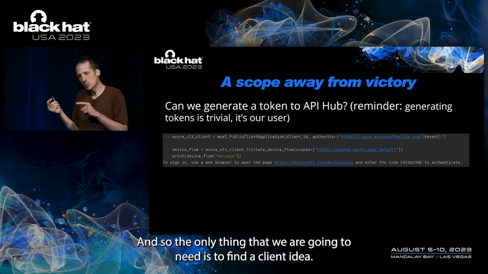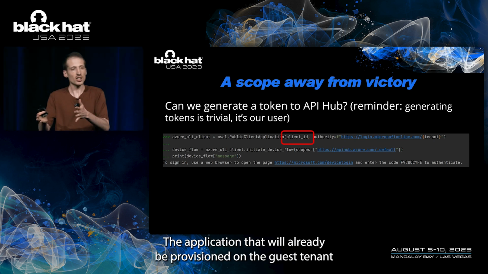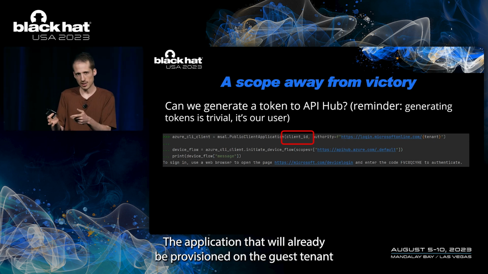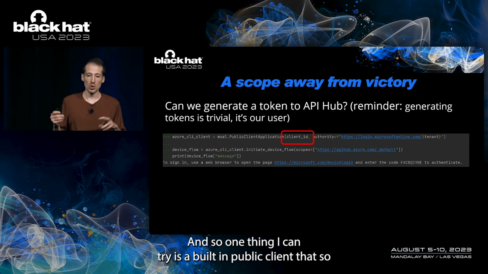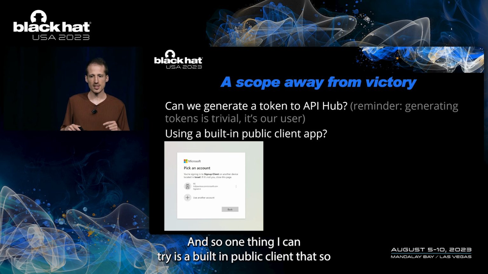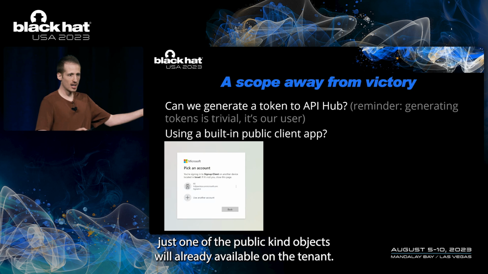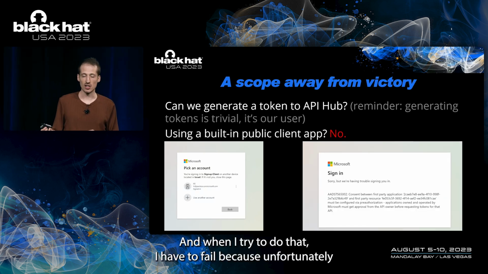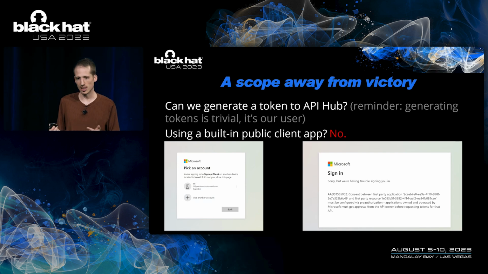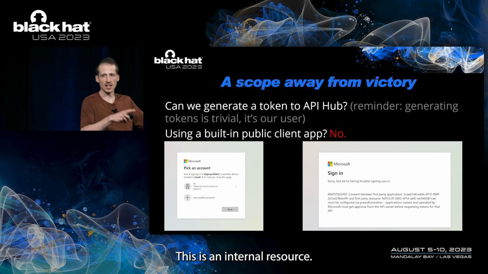And so the only thing that we're going to need is to find a client ID, an application, that will already be provisioned on the guest tenant that would allow us to create this token. And so one thing I can try is a built-in public client app. So just one of the public client apps that's already available on the tenant. And when I try to do that, I actually fail. Because unfortunately, the app needs to be pre-approved to actually get this resource. This is an internal resource.